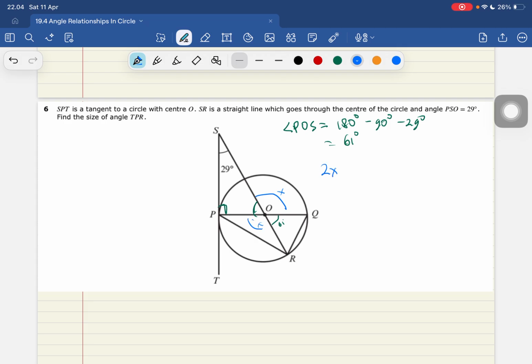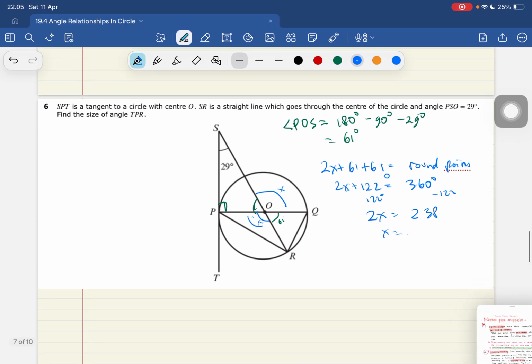So 2x plus 61 plus 61 is going to be round a point, which is 2x plus 122 equals 360 degrees. We can minus 122 from both sides. So 2x is going to be 360 minus 122, 238. Only one angle here, x. We divide by 2 on both sides, it's going to be 119.